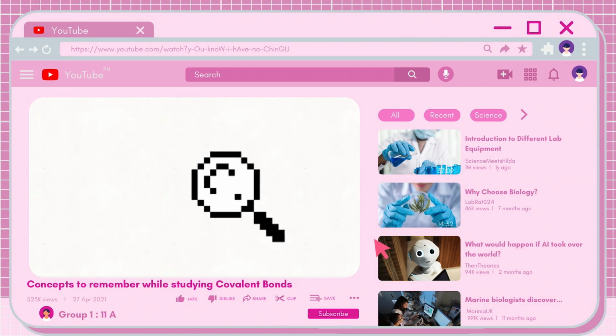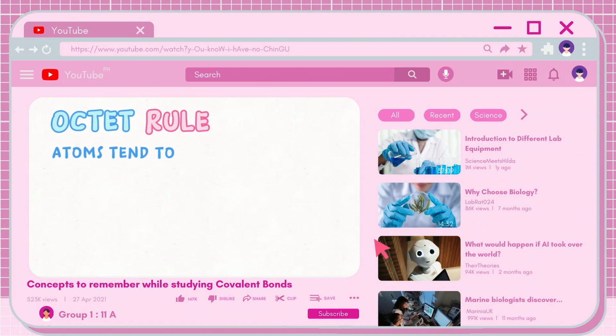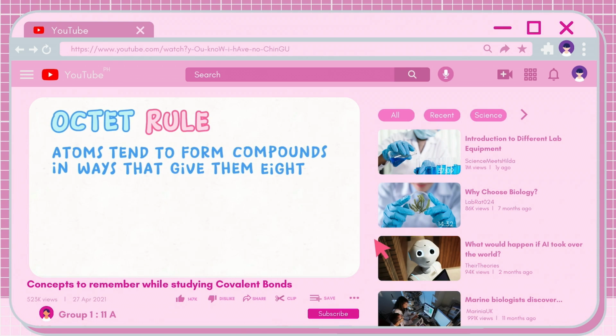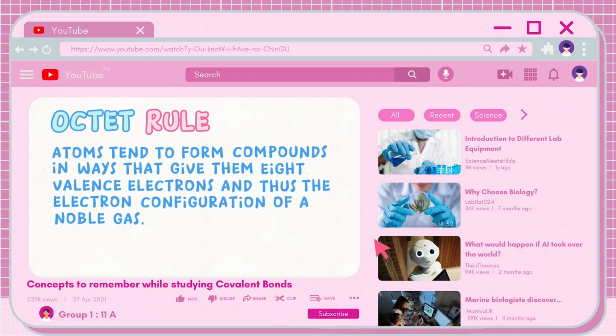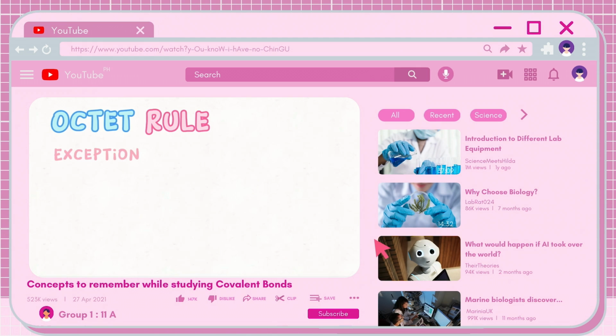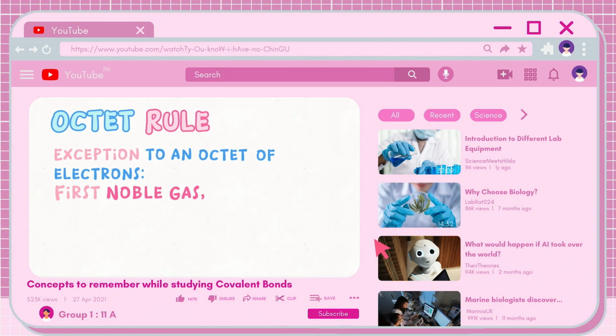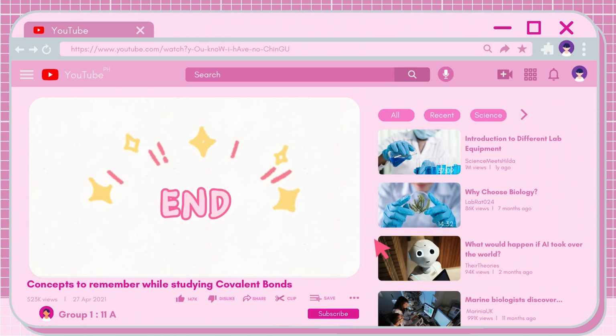Wait, what is an octet? The octet rule states that atoms tend to form compounds in ways that give them 8 valence electrons, and thus the electron configuration of a noble gas. Well, there is an exception to the octet of electrons, which is in the case of the first noble gas, helium, which only has 2 valence electrons.